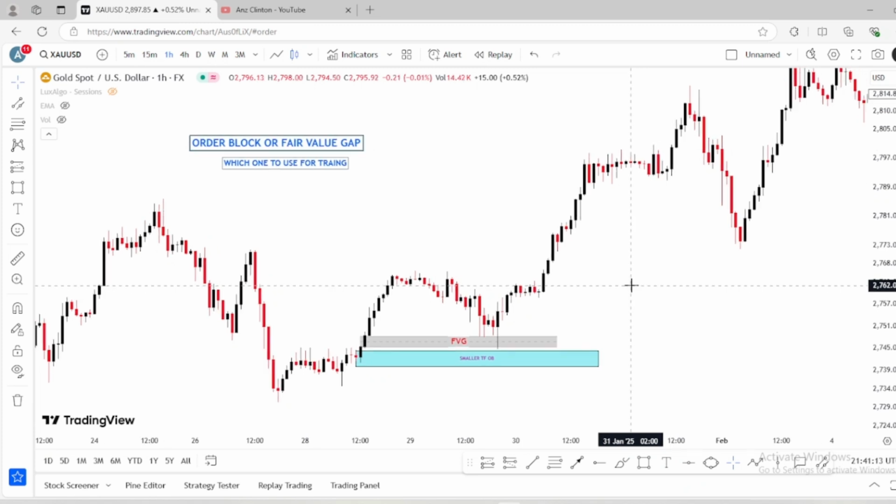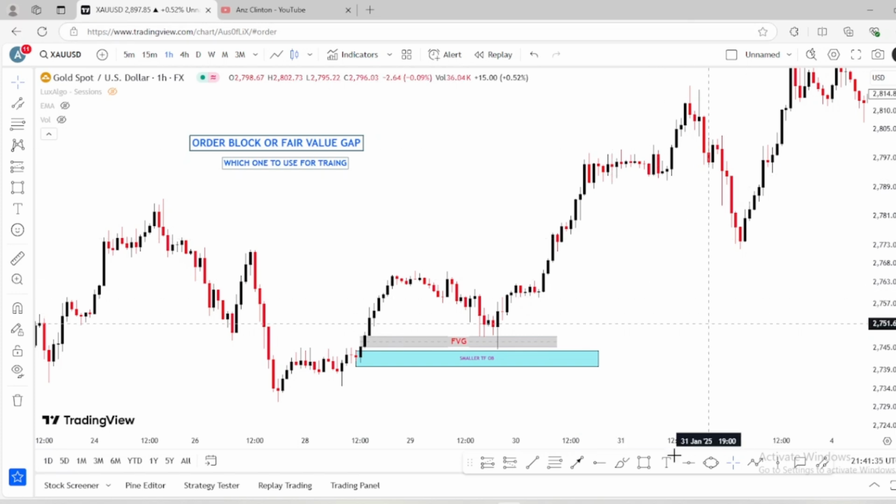Most people find it difficult to identify which zone to trade. Is it a fair value gap or an order block? That is what I'm about to show you in this video. What is the right zone for you to enter a trade? Should you enter the trade in the fair value gap or in the order block? There is a secret to this, and that's what I'm going to show you in this video.